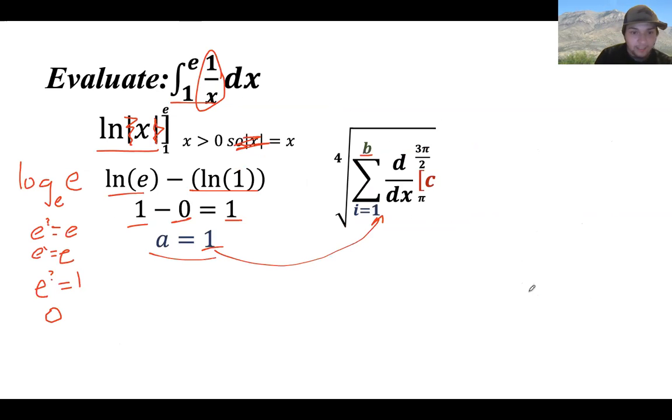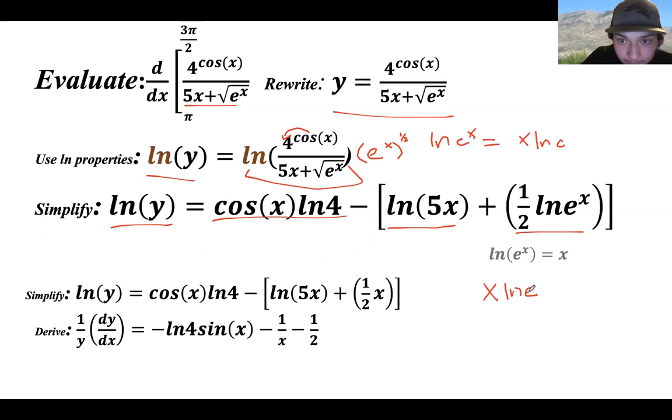Log base e of e is equal to 1. So if we go back to our slide here, ln of e is 1. So you just have x times 1, which is equal to x. That's why this is equal to that. So now that we plug everything in, all we did here was just simplify that out.